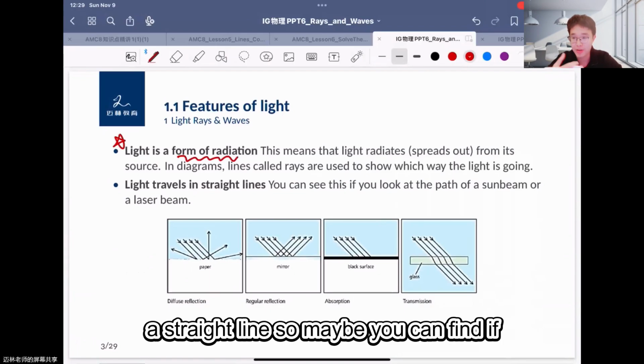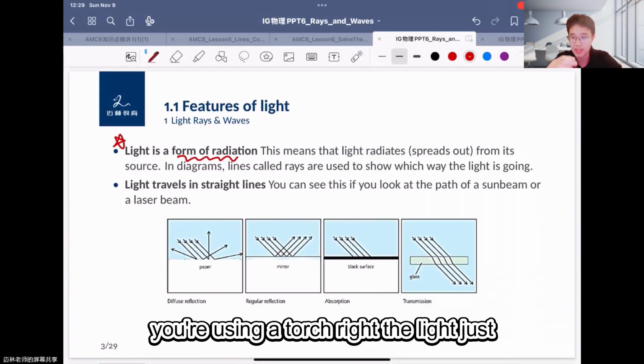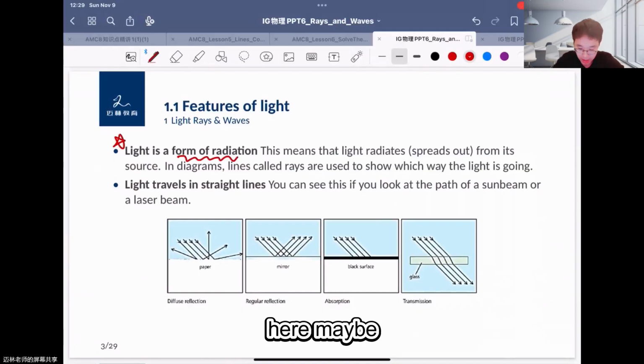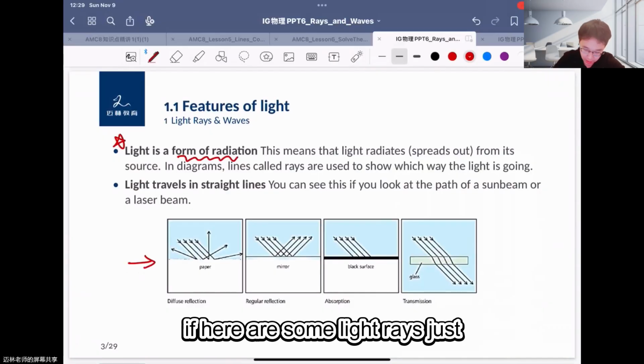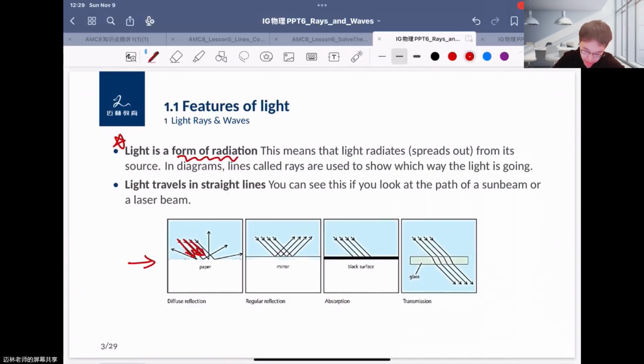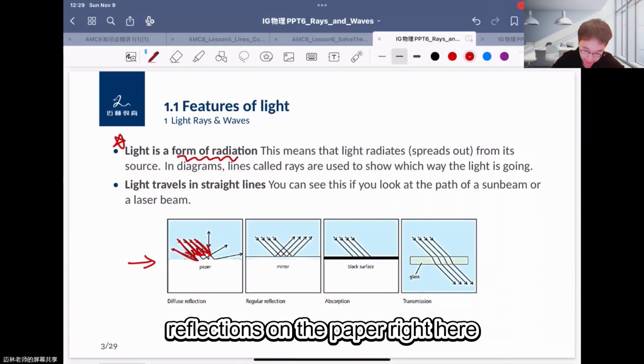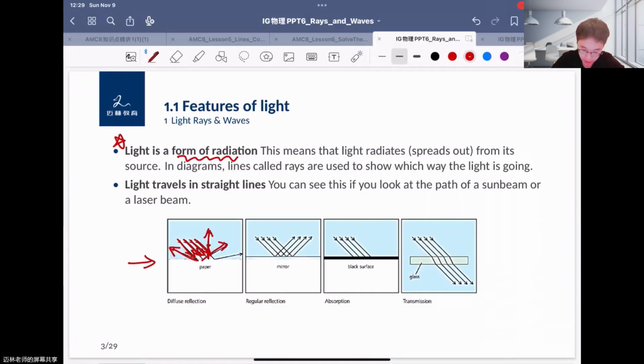Maybe you can find this if you're using a torch: the light just moves forward. Here are some examples of the light features. If there are some light rays in parallel lines, maybe here we can find there are reflections on the paper, like reflected here, and here, reflected and reflected.